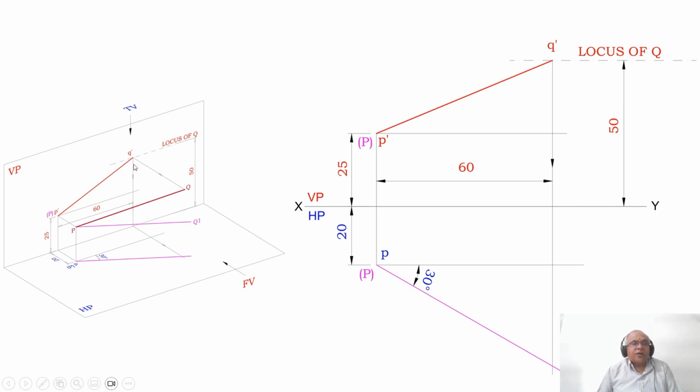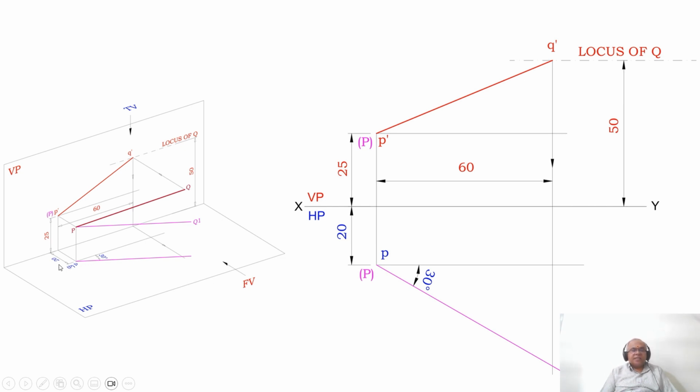So that image will fall on the vertical plane. So from the XY line you measure 50 mm and draw a horizontal dash-dot line, and you mark this as the locus of Q in the front view. As this end projector cuts the locus of Q in the front view, you mark this point as Q dash. Then join P dash Q dash with a dark line. So we know that the distance between the end projectors in the horizontal plane will also be 60 mm. So from Q dash you draw a vertical projector to the top view and extend.